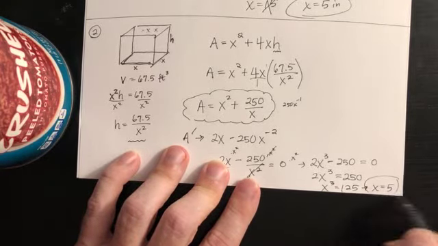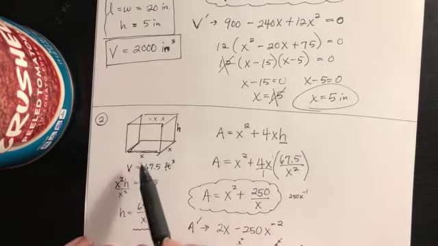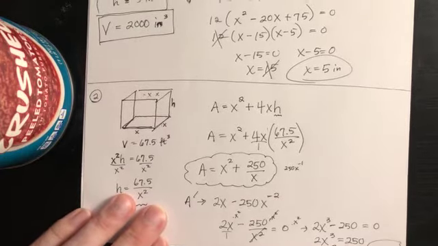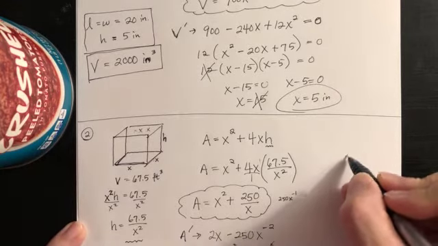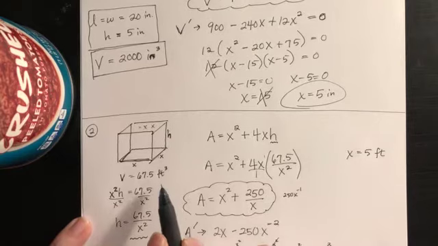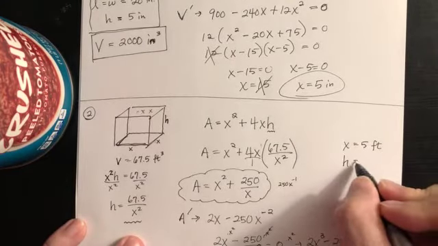All right. And again, x goes back to this. That is one of the dimensions. Now let's see what they asked for. They said, what dimensions yield the minimum surface area? So that's one of the answers. So length, or x, is equal to 5 feet, because remember it was originally feet cubed. And then h is the other dimension I need.